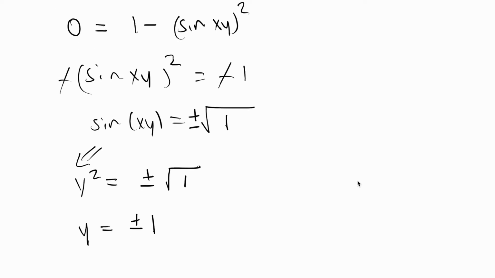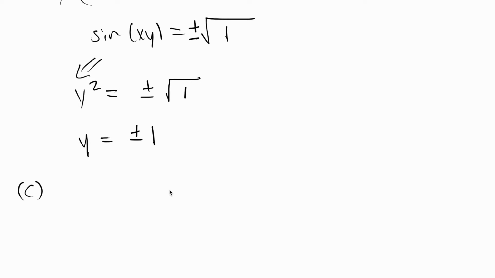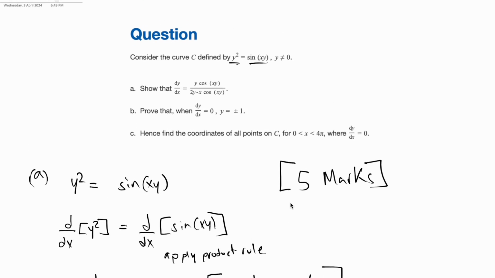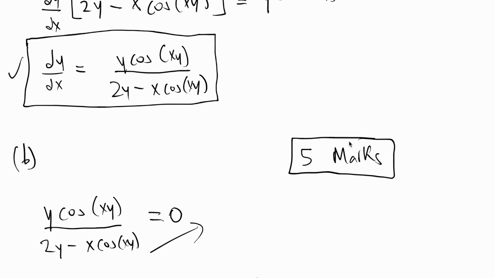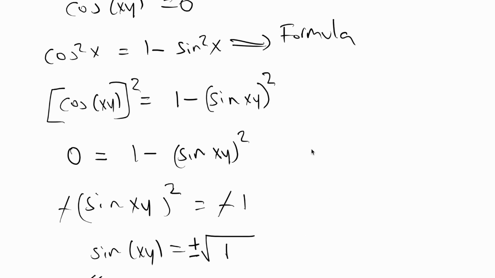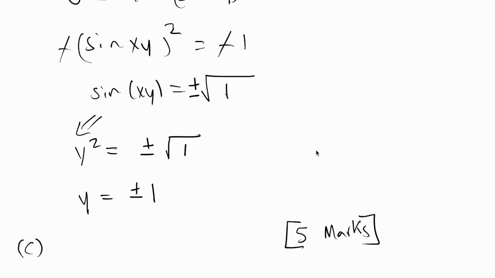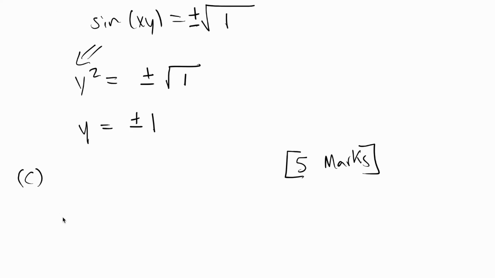Okay, now finally part C, which is again worth another 5 marks. So far we've gotten 10 out of the 15 marks for this question. So what is part C? Hence find the coordinates of all points on C for x greater than 0 but less than 4 pi, where dy by dx is equal to 0. Okay, so what do we do here? Well, it is simple. This is the easier 5 marks of both questions that we've done so far. All we need to do is basic substitution and find out the coordinates.